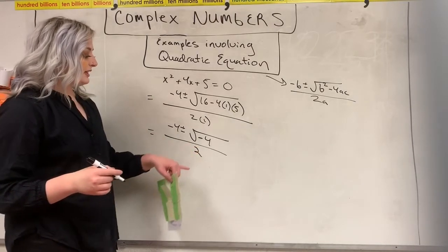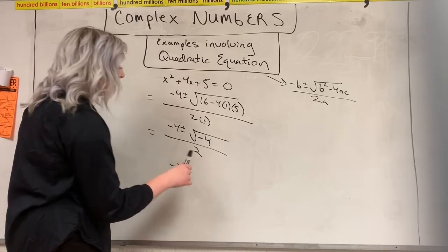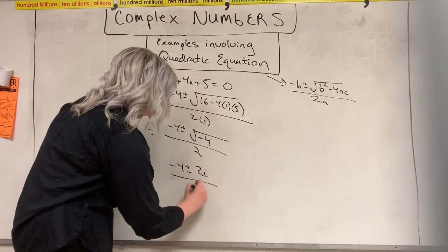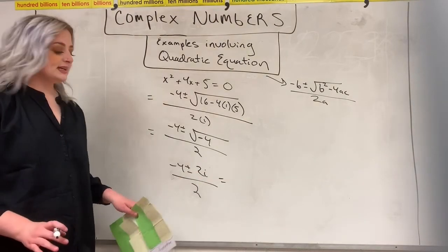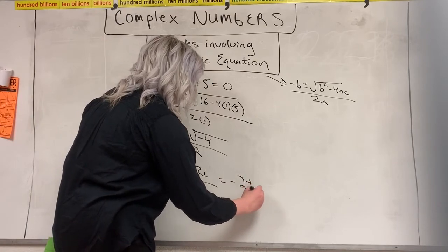So the square root of negative 4 is going to be 2i. And so lastly, we can take a 2 out of all of our terms here, so we'll have negative 2 plus or minus i.